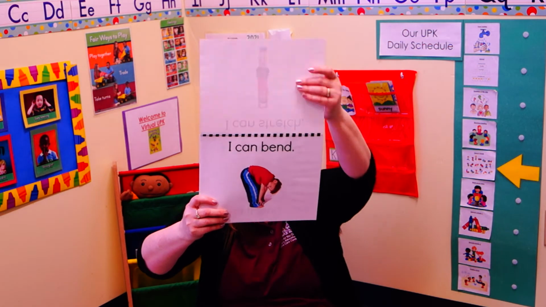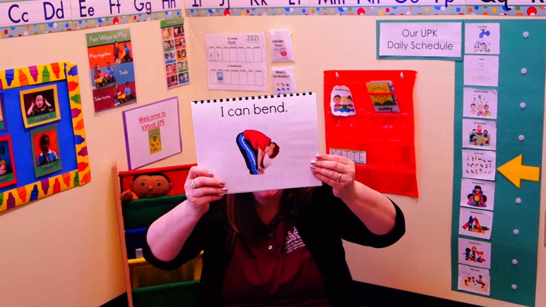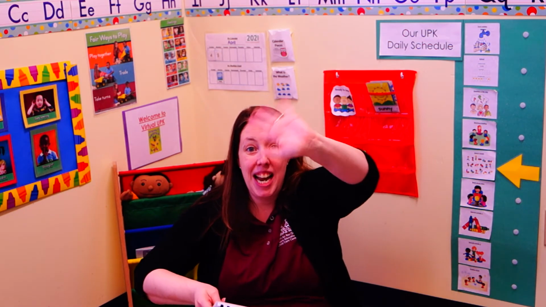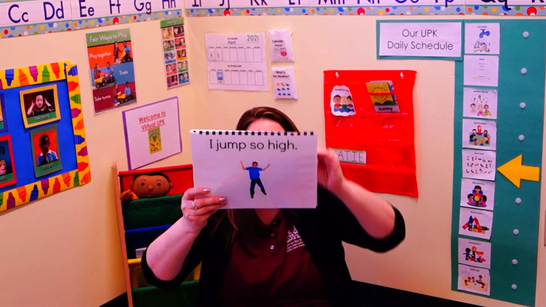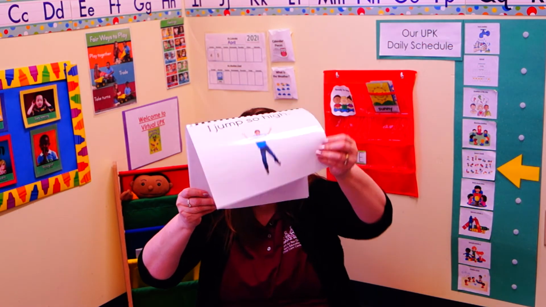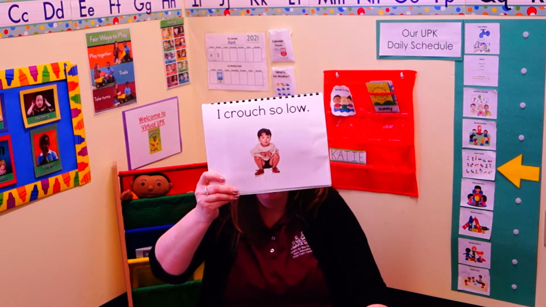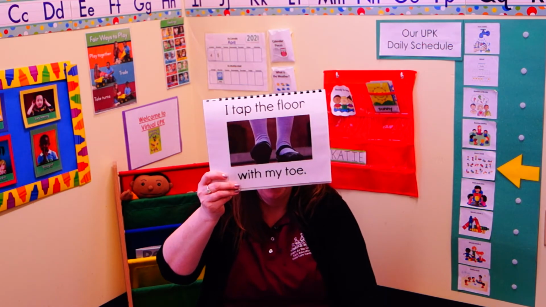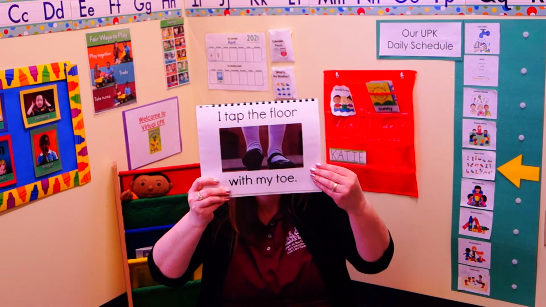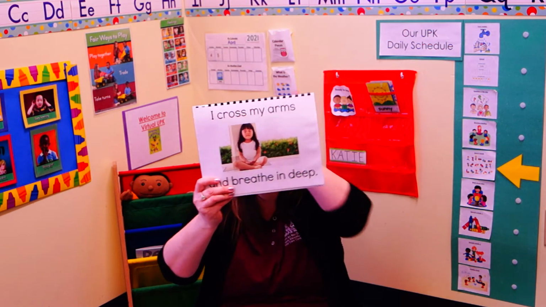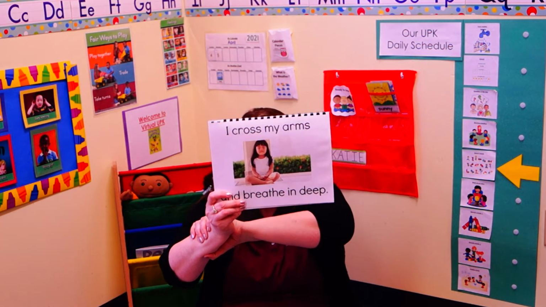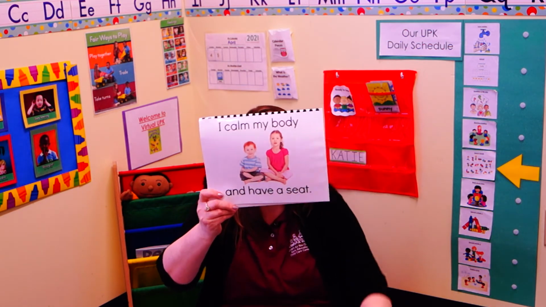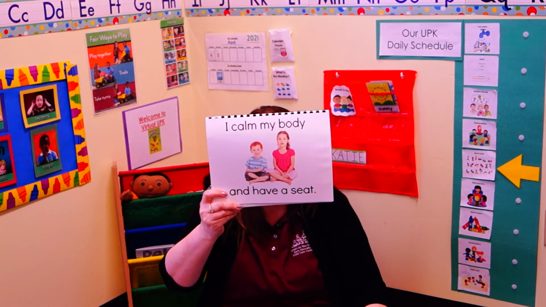I can stretch, I can bend, I can wave to a friend, hi friends. I can jump so high, I can crouch so low, I can tap the floor with my toe. I cross my arms and breathe in deep, nice and deep, friends, ready? I calm my body and have a seat.